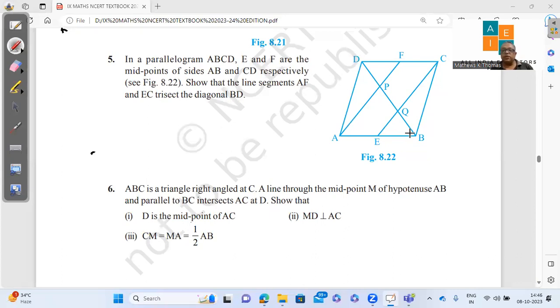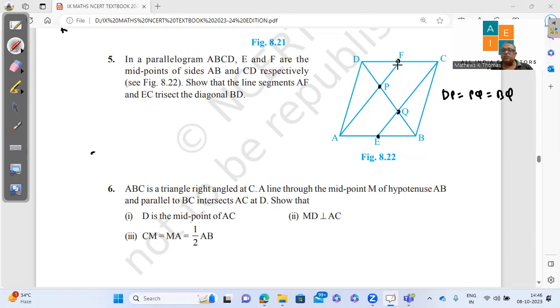So the figure was already given to us: ABCD is a parallelogram, E and F are midpoints. Prove that AF and EC trisect BD. That means we need to prove DP is equal to PQ is equal to BQ. We need to prove that these 3 parts are equal. To prove this, of course, we'll be using the converse of the midpoint theorem.